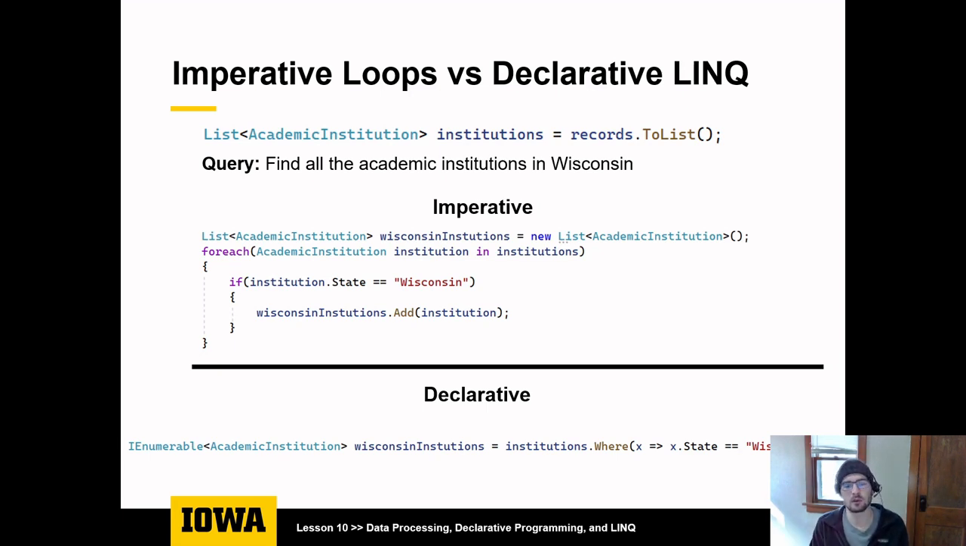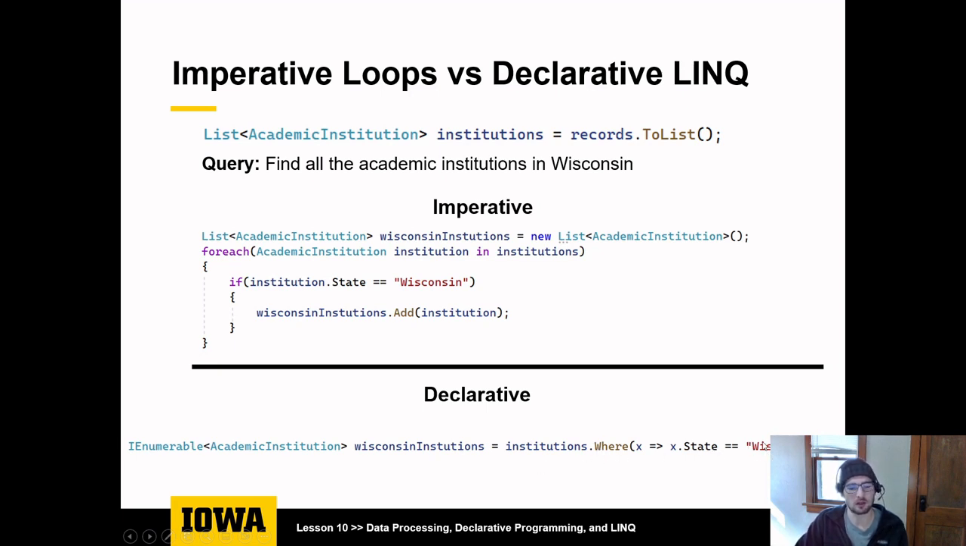And in declarative programming, we can say this in fewer words. We have a new list here, Wisconsin institutions, and how do we calculate Wisconsin institutions? How do we tell C# what we want? Well, we just use this thing here. We say where the state is Wisconsin, and it kind of looks like our if statement, really.